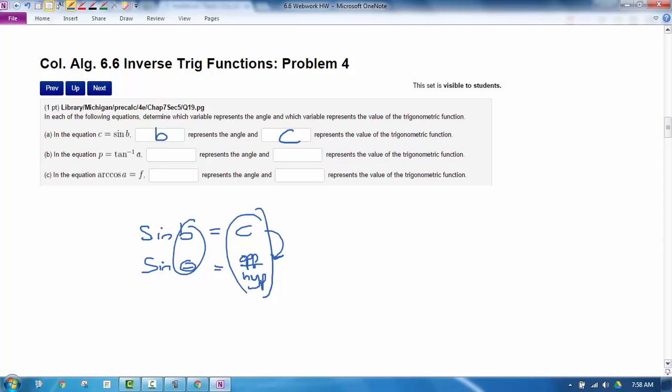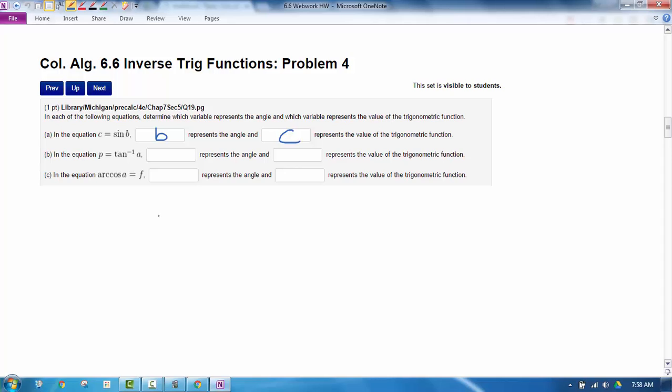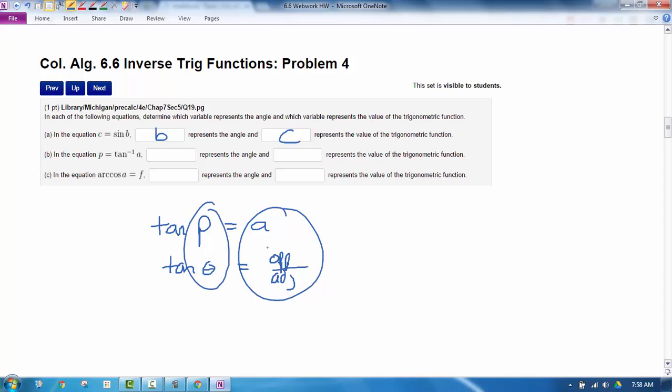All right. Now the next one's in inverse mode, so I'm going to put it regular. I'm going to switch this and make it tangent of p equals a, so that way I can see, okay, now it's tangent of the angle, which I usually use theta for, equals opposite over adjacent. So p is the angle, and a is the ratio. So p is the angle, and the value of the trig function would be a.